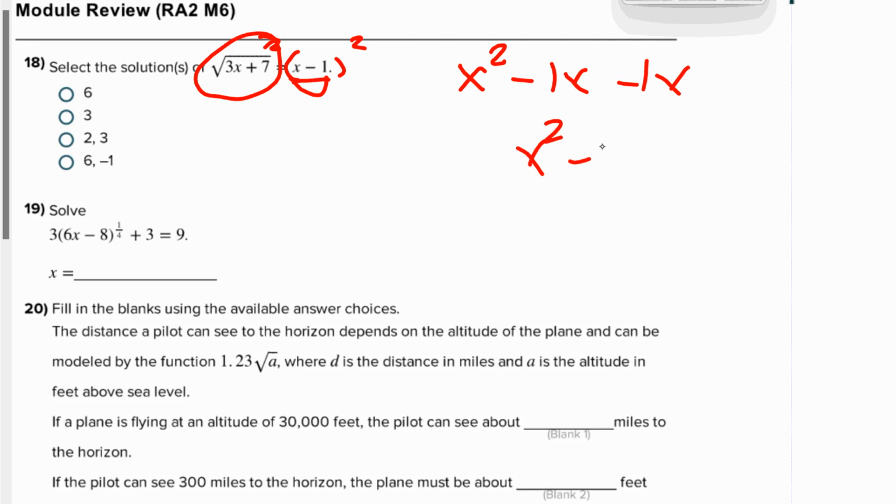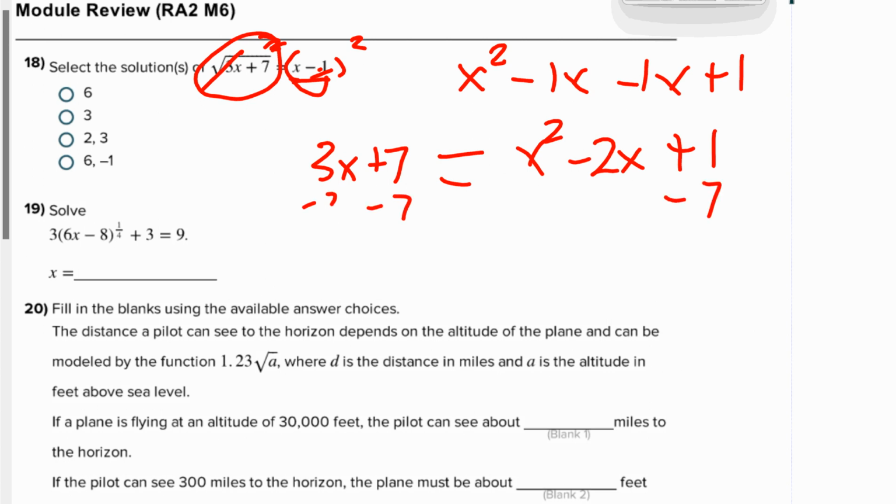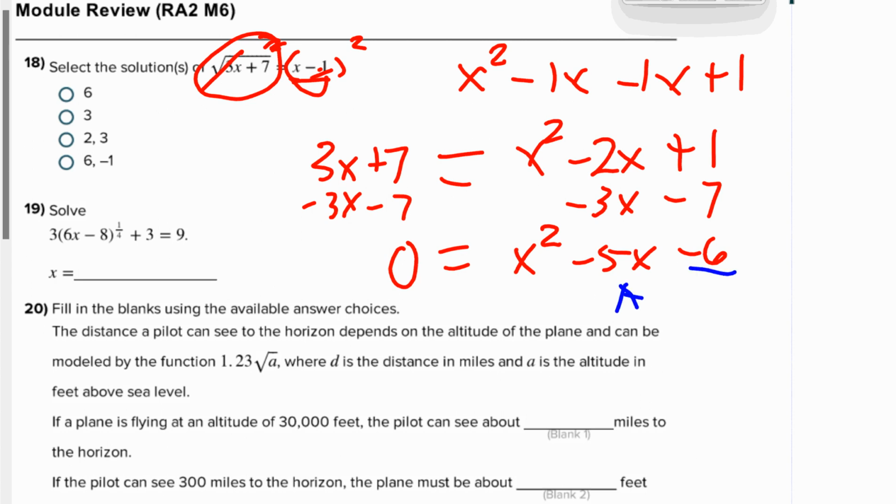So I got x squared minus 2x. And then negative 1 times negative 1 is a positive 1. And now I can get rid of the radical, right? Cancels out, so I just get 3x plus 7. And now I can just set it equal to 0, so I subtract 7 and subtract 3x. So I have 0 equals x squared minus 5x minus 6. Now I can factor this or use the quadratic formula. What times what is negative 6 but adds to negative 5?